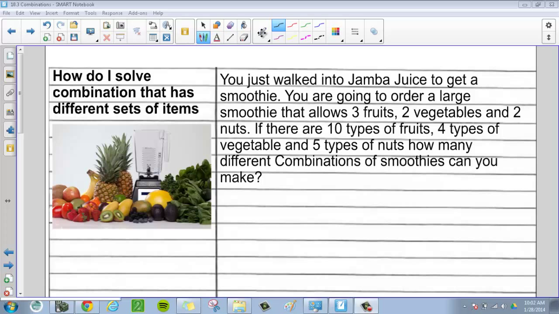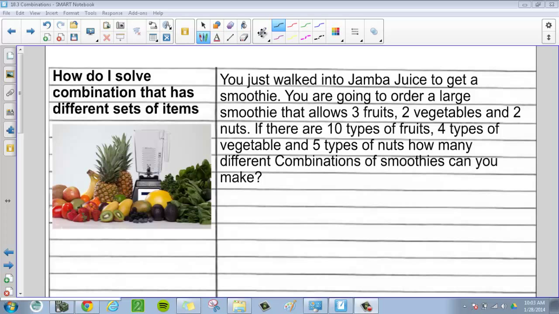And when I was there to get my large smoothie, they said, okay, what fruits do you want in there? They said with a large smoothie you can get 3 fruits, 2 vegetables, and 2 nuts. If there are 10 types of fruits, 4 types of vegetables, and 5 types of nuts, how many different combinations of smoothies could I make? So I need to figure out how I can solve a problem like this.